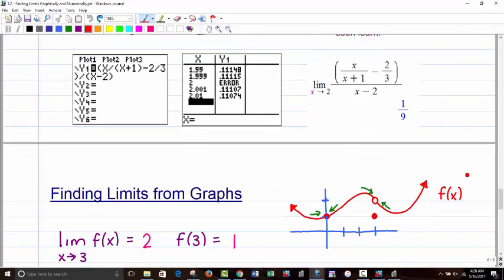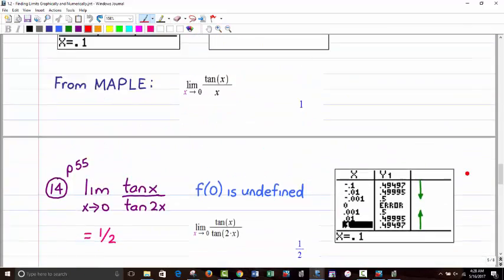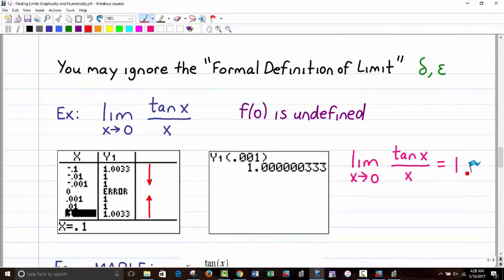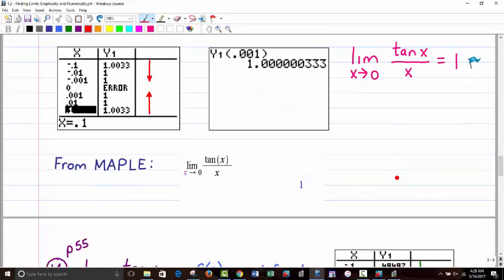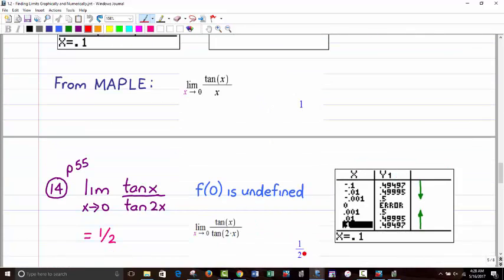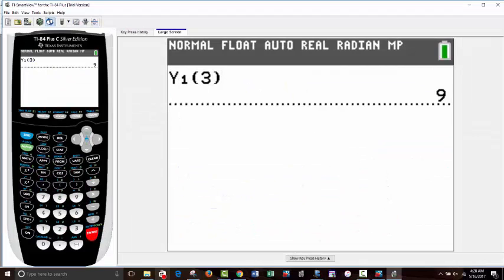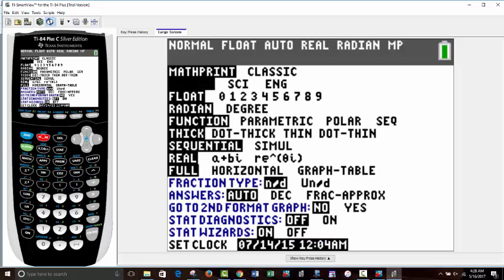I didn't graph a couple of these functions. I didn't graph, did I? Tan of x over x. You know what? I guess I could graph that real quick. Let me make sure I'm in radian mode here. I am.